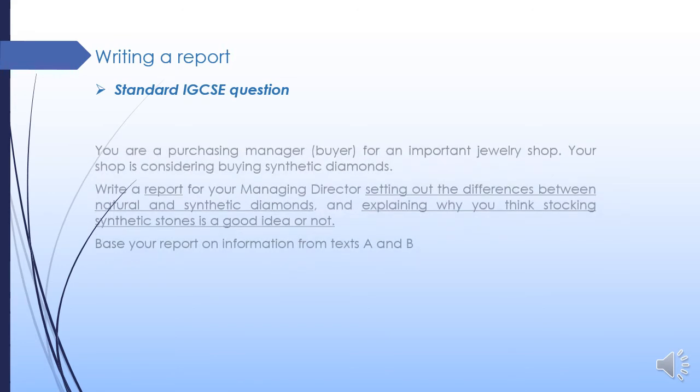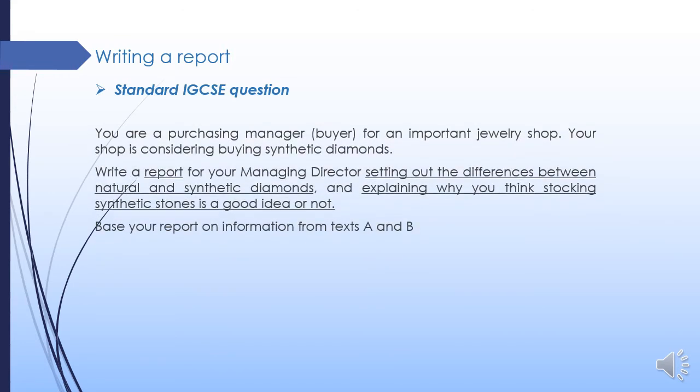And the question reads, you're a purchasing manager, basically a buyer, for an important jewelry shop. Your shop is considering buying synthetic diamonds. Write a report for your managing director, setting out the differences between natural and synthetic diamonds, and explain why you think stocking synthetic stones is a good idea or not. Base your report on information from texts A and B.